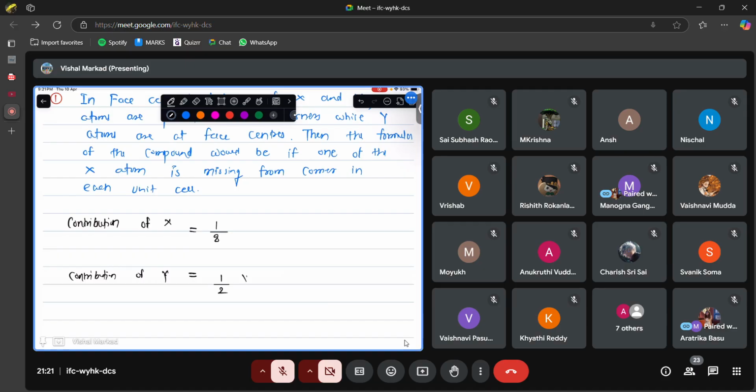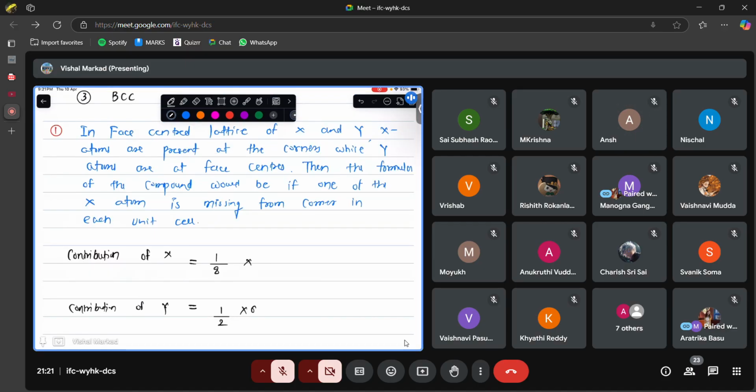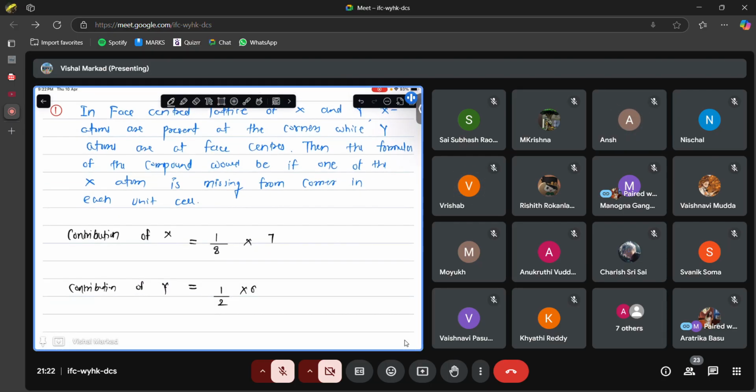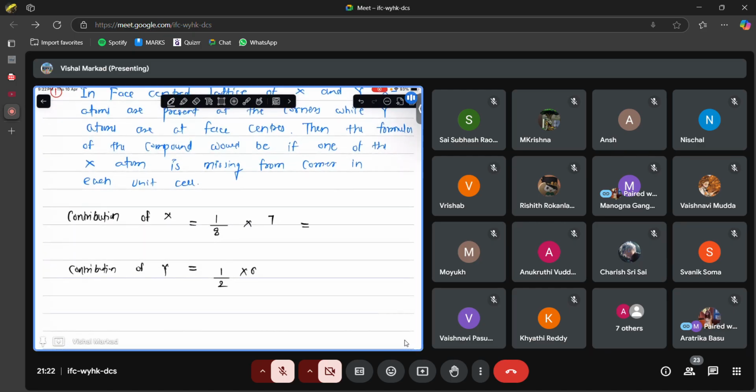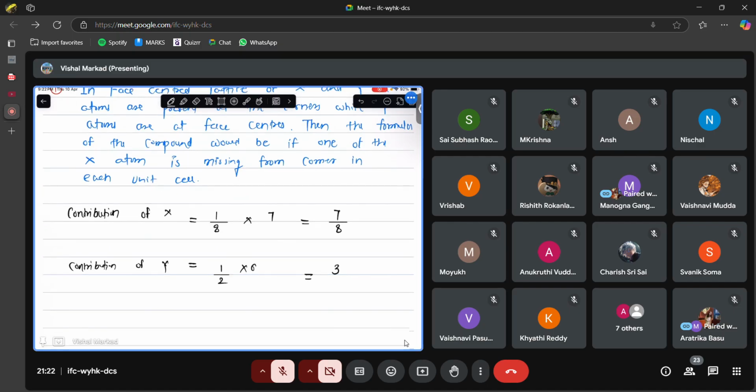What is the contribution from a single face? Half. How many faces do we have? 6. Total how many corners do we have? 8. Then what have they mentioned? If one of the X atoms is missing from the corner of each unit cell, then how many corners do we consider? 7 only. Then what is the formula? Here it will be 7 by 8, and here it will be 3.